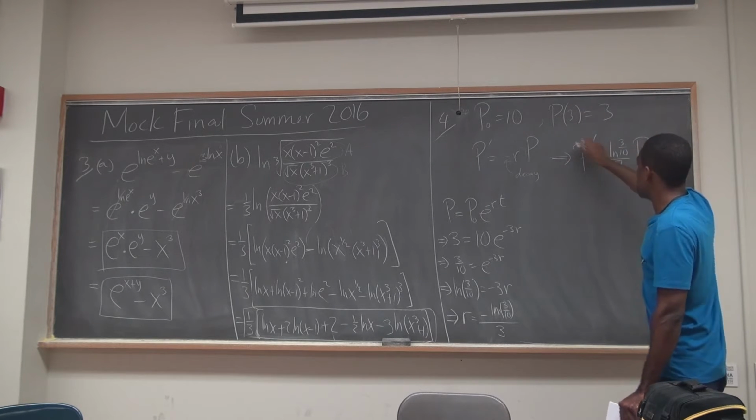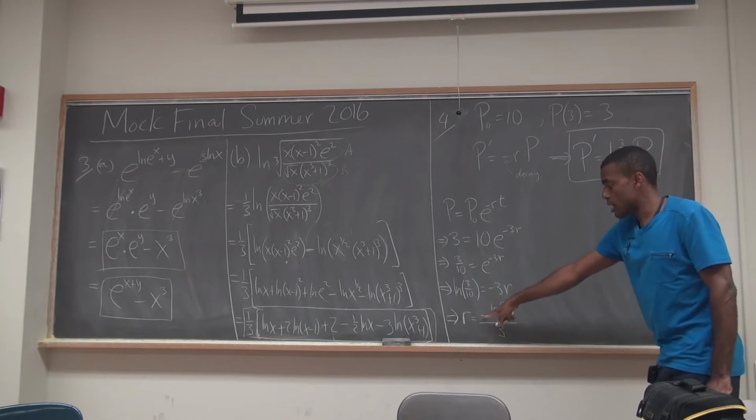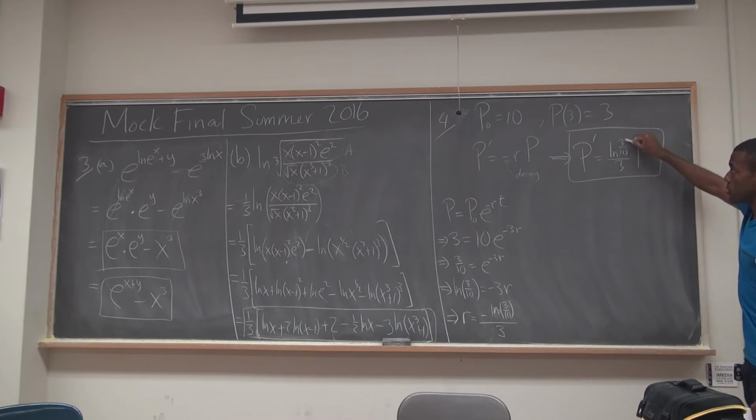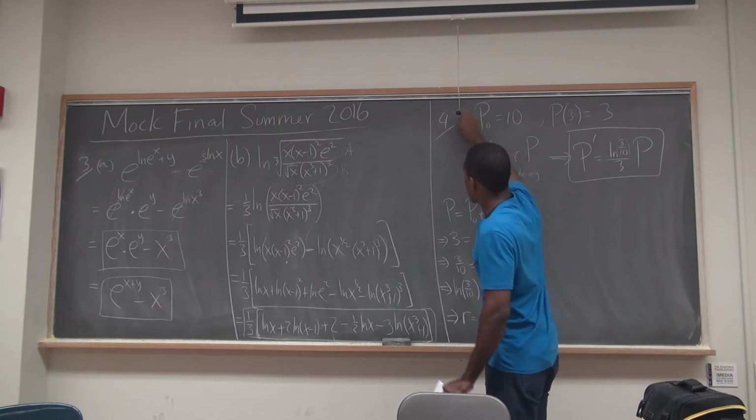Your answer would be positive because the negative is there. But this is a negative number. ln of 3 over 10 is actually a negative number, so the negative sign is hidden. That was part A.